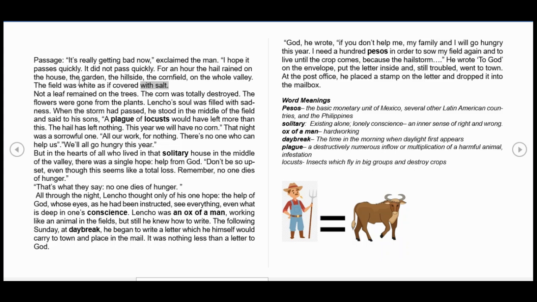He could have compared it as sugar. So this is because sugar is sweet, and this loss which he is going to face because of the hailstorm, this is nothing sweet. So he compares the hailstones covering the field with salt.